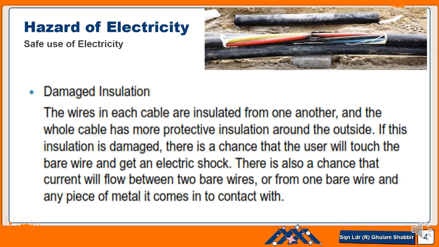The wires in each cable are insulated from one another, and the whole cable has more protective insulation around the outside. If this insulation is damaged, there is a chance that the user will touch the bare wire and get an electric shock. There is also a chance that current will flow between two wires, so it may be short circuiting, or a bare wire may come in contact with a piece of metal. So we must be very conscious while using these wires, and properly insulate them from one another. This is a very dangerous part of using electricity.